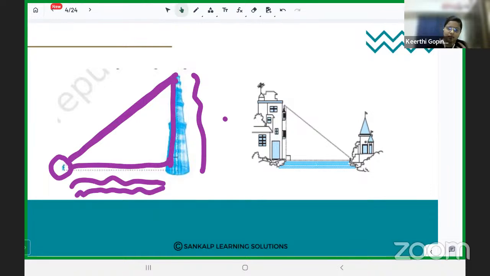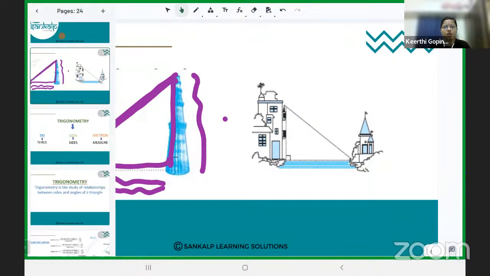So is there any other mathematical technique that can be applied to solve these problems? That is called trigonometry. Okay, this type of problem can be solved by using trigonometry. Trigonometry is a branch of mathematics that deals with the sides of a triangle.